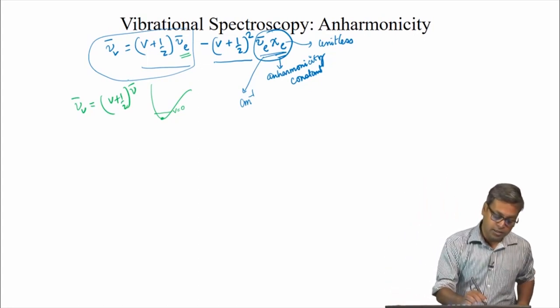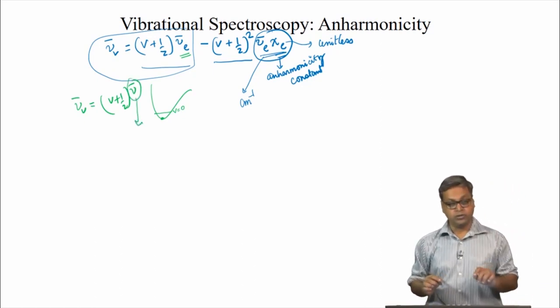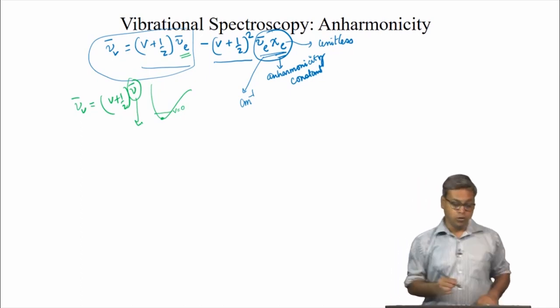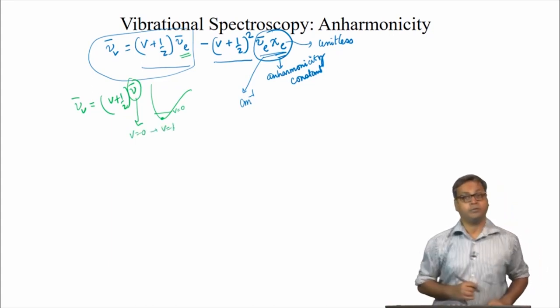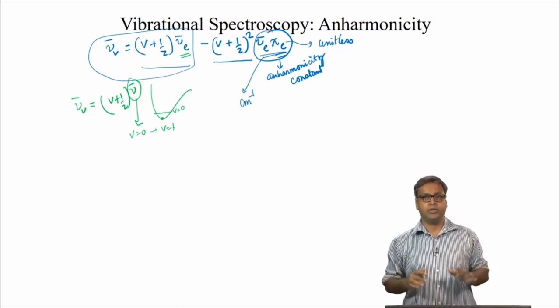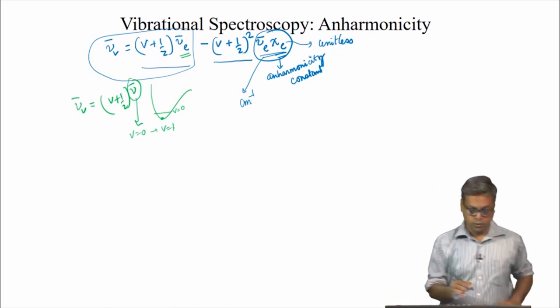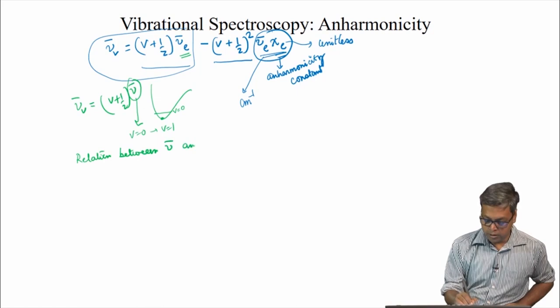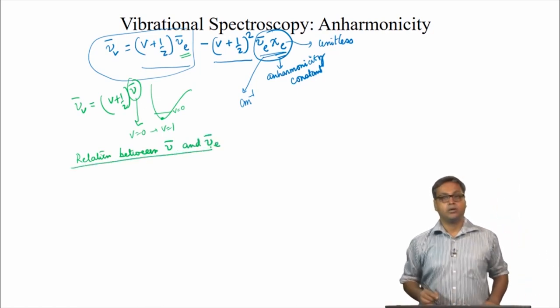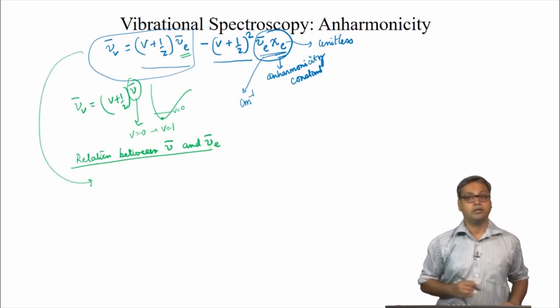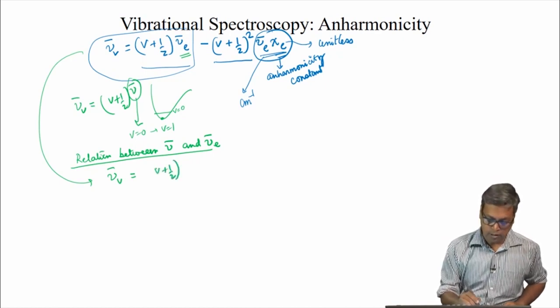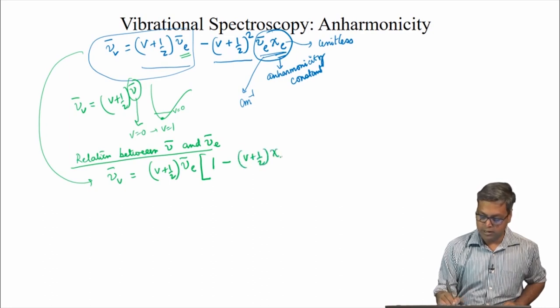So, nu bar in the harmonic oscillator model is the frequency in wave number of the photon absorbed when the molecule goes from v equals 0 to v equals 1. Let us try to see the relation between nu bar and nu bar e. We can write this expression as nu bar v equals, if we take (v plus half) nu bar e common, what we have is 1 minus (v plus half) chi e.